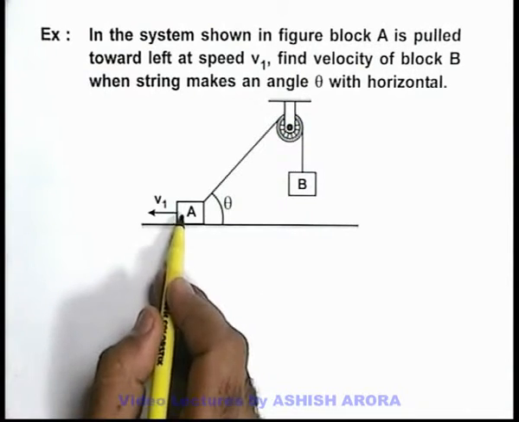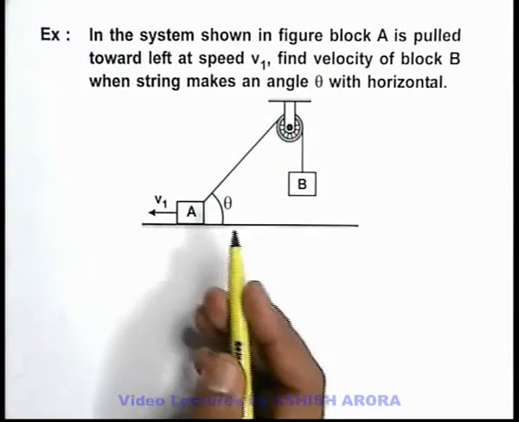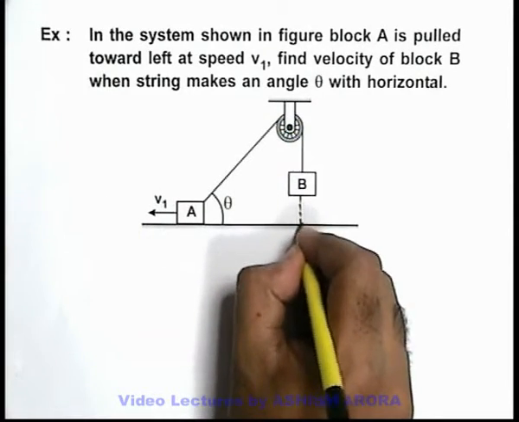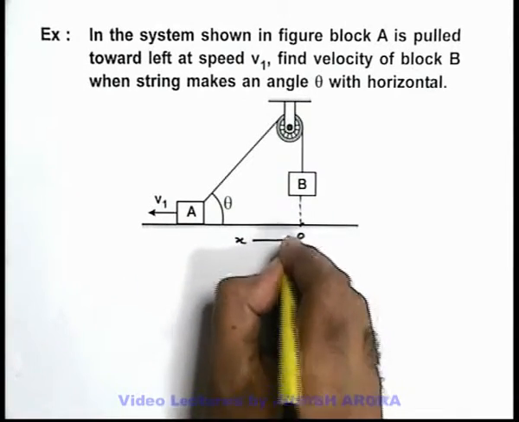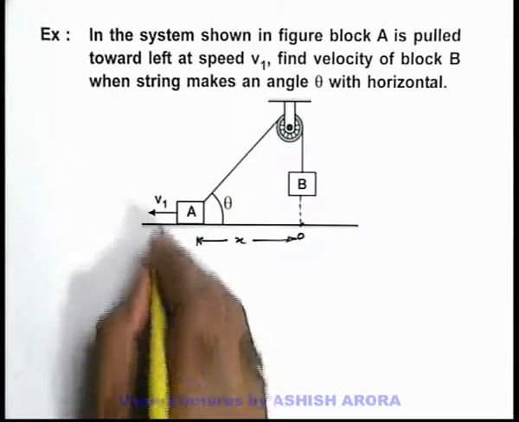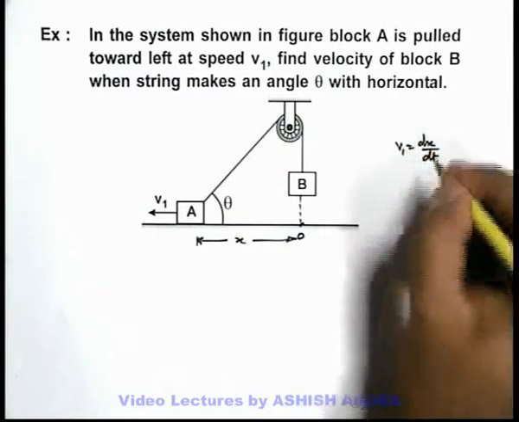Now as block A is moving toward the left with v1, we consider its displacement from a reference point which is vertically below B. Say this point is O. Let us consider this distance is x. So we can directly write v1 is equal to dx by dt.